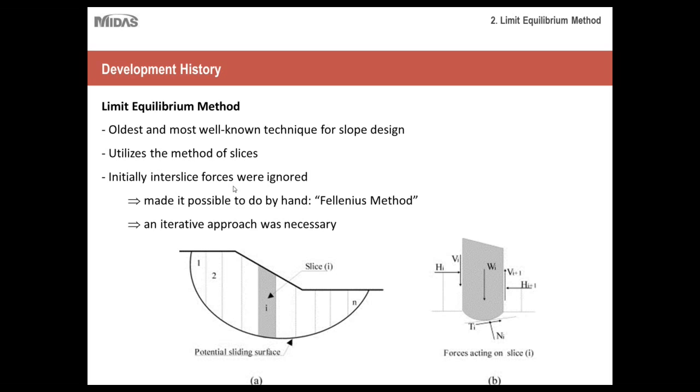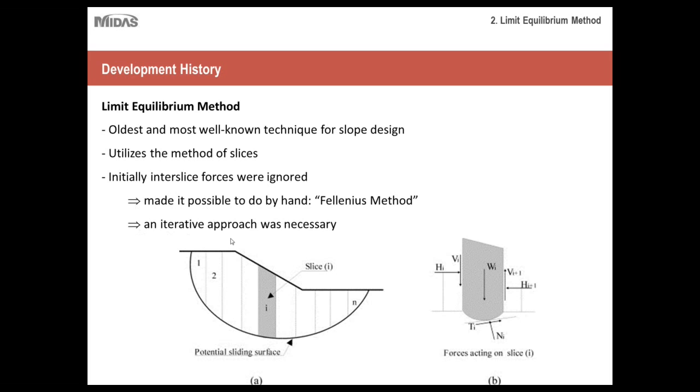So initially, interslice forces were ignored. Interslice forces are the forces acting between the slices themselves. This was done to simplify things, and also because the equations hadn't been quite developed to really take those into account effectively. So those were ignored. Certain assumptions were made, not necessarily to account for interslice forces, but to overcome having to calculate them.